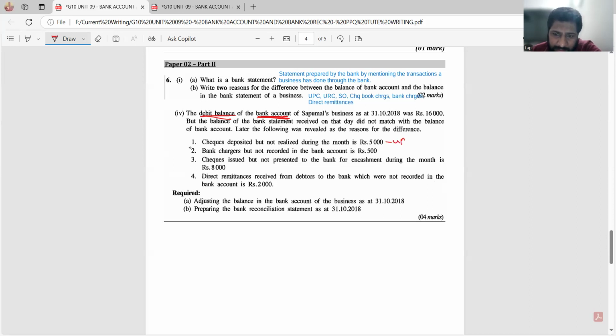So, unrealized checks. We'll go to the reconciliation. Bank charges not recorded in our books will go to the adjusted bank account. Checks issued, not presented, unpresented checks, will go to the bank reconciliation. So there are two items now: one is unrealized checks, the other is unpresented checks. If there are any bank errors, they will also go there, but generally there are no bank errors. Direct remittances received from the debtor will also go to the adjusted bank account.